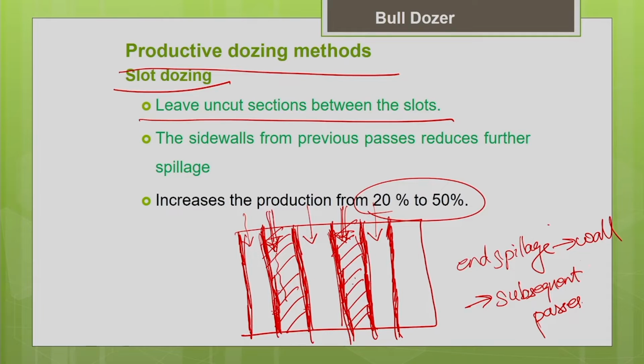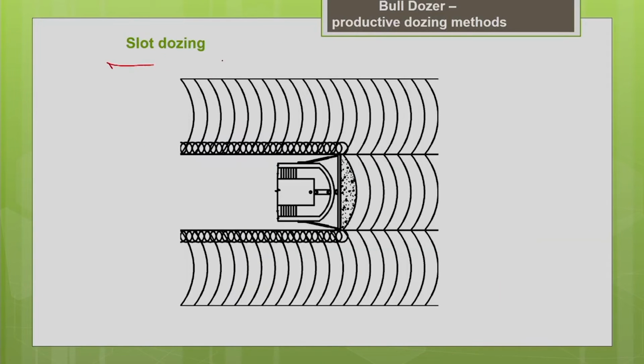When you do this section, the earlier passes' spillage will act like a wall for this passage. This will further prevent the spillage. So, the side walls from the previous passes reduce further spillage. This will increase the production, as I told you, by 20 to 50%. This is one method which is commonly followed to reduce the end spillage and increase the productivity of the bulldozer.